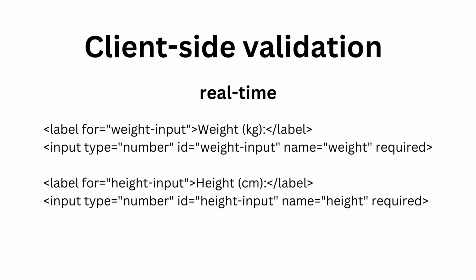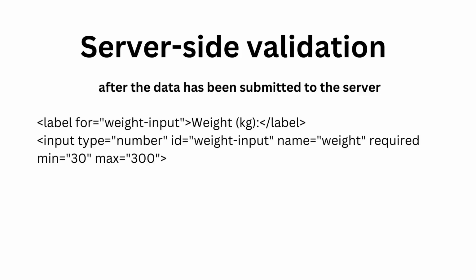input is invalid. On the other hand, server-side validation checks for errors after the data has been submitted to the server. This is a more secure method because it prevents malicious users from submitting invalid data to the server. For example, you can check if the user's weight and height fall within a valid range or if they have entered a realistic date for their workout log.